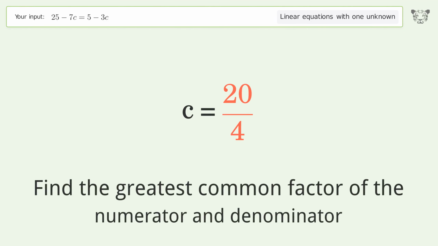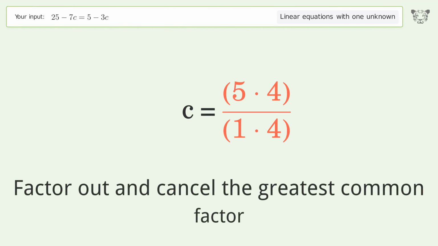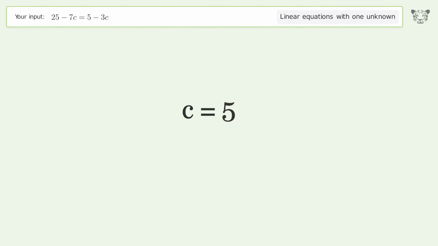Find the greatest common factor of the numerator and denominator. Factor out and cancel the greatest common factor. And so the final result is c equals 5.